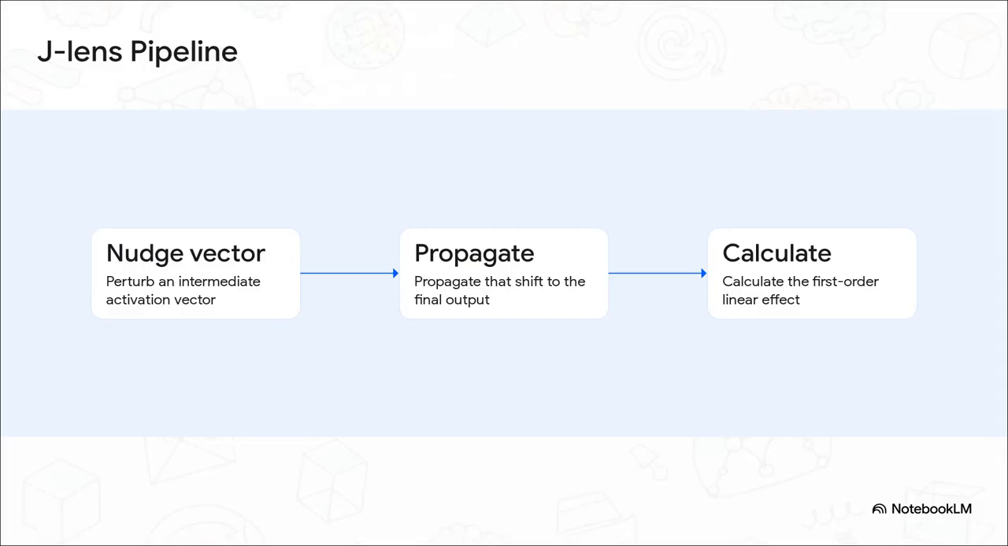And here is the exact step-by-step pipeline for how they do it. First, the math applies a tiny nudge to an intermediate activation vector, which we'll call HL. Second, it propagates that shift all the way to the final layer's output, called Hfinal. And third, it calculates the first-order linear effect. This is absolutely revolutionary because it's tracking actual causal links. It isn't just correlating data. It's practically proving that an inner layer concept has a direct physical consequence on the model's final decision.